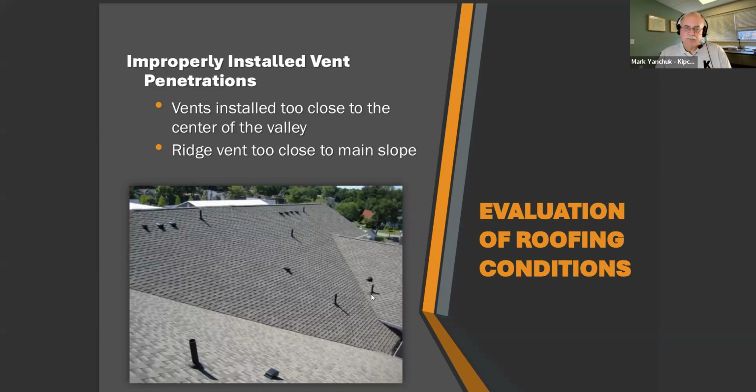So if you have exhaust vents or pipe penetrations too close to the center line of the valley, water could start to get into these accessories. Another issue here is the ridge vent. You want to have some clearance between the end of the ridge vent and the main roof, because again, water coming down the main roof can ride on top of the ridge vent and get into the opening of the ridge vent exhaust. So you have to be cognizant of these issues when you're evaluating the roof.